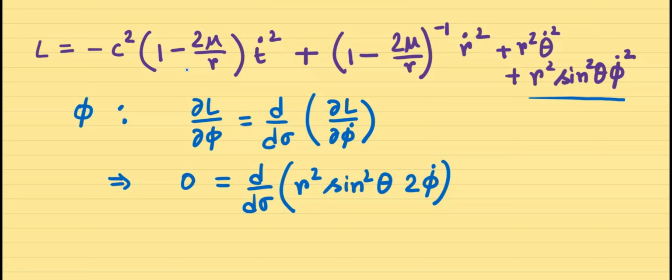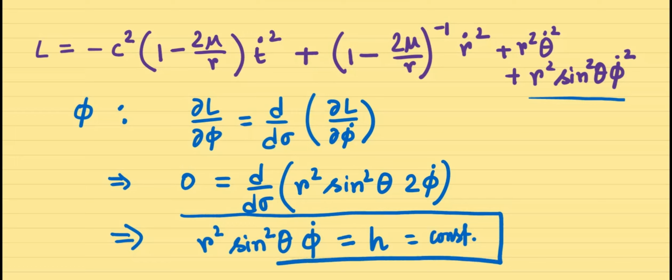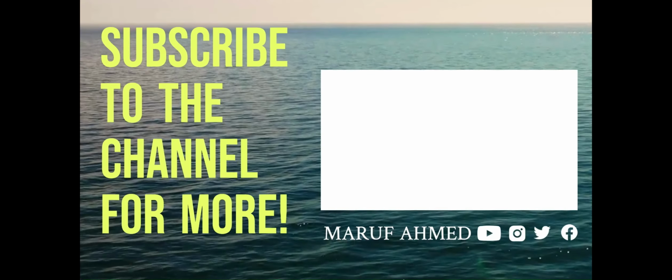And clearly the quantity inside the parentheses should actually be a constant. So finally we end up with r squared sine squared theta times phi dot equal to a constant which we call h. So this is the third geodesic equation, and finally we are going to pursue the one which is the hardest to find.